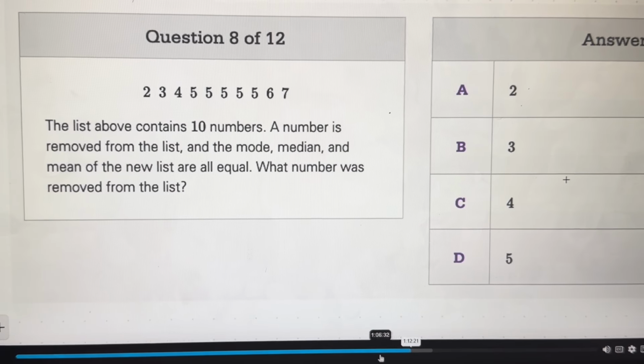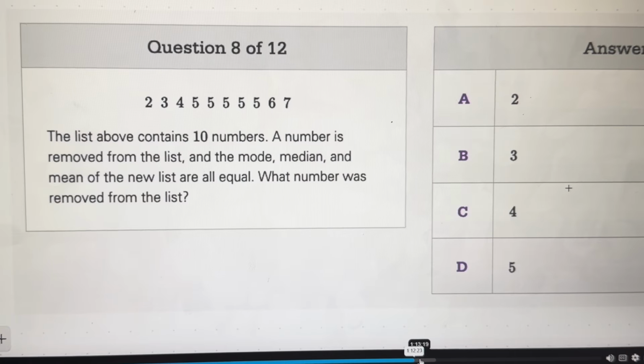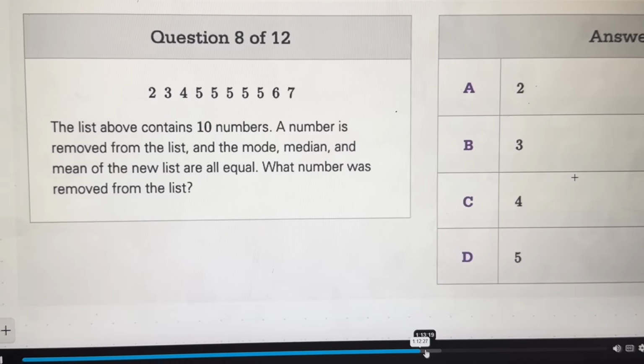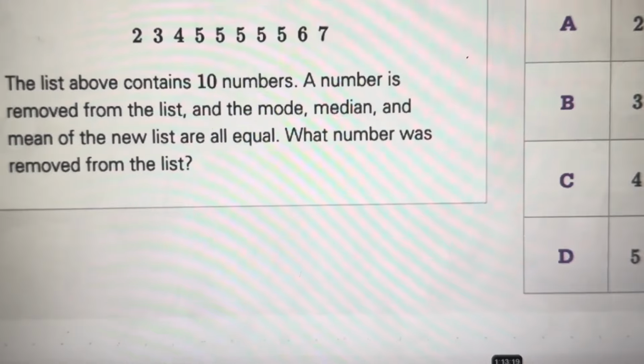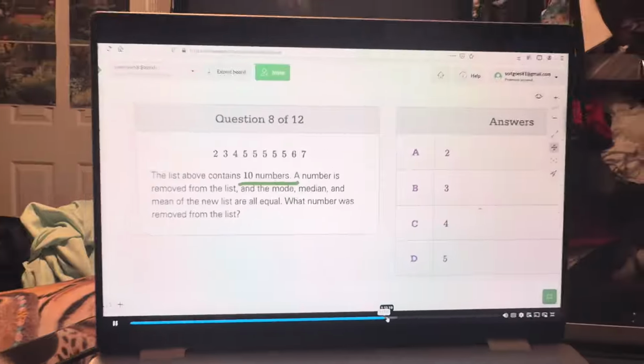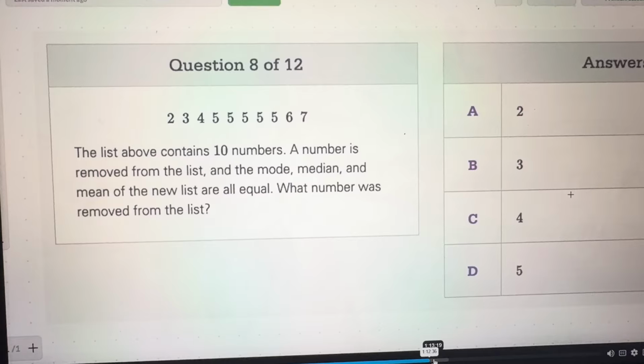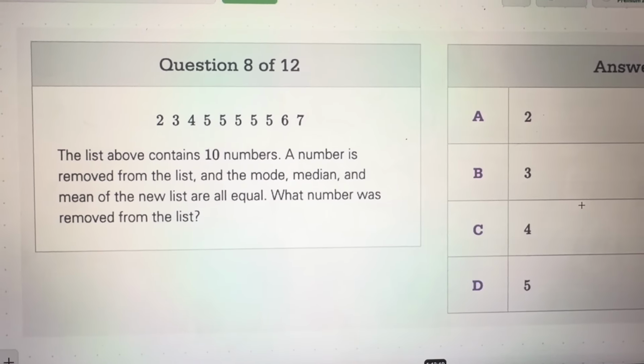Divided by the number of values. And how many values are there? There's 1, 2, 3, 4, 5, 6, 7, 8, 9, 10. Yeah, and they also tell us that the list above contains 10 numbers. That makes sense? Okay, great.